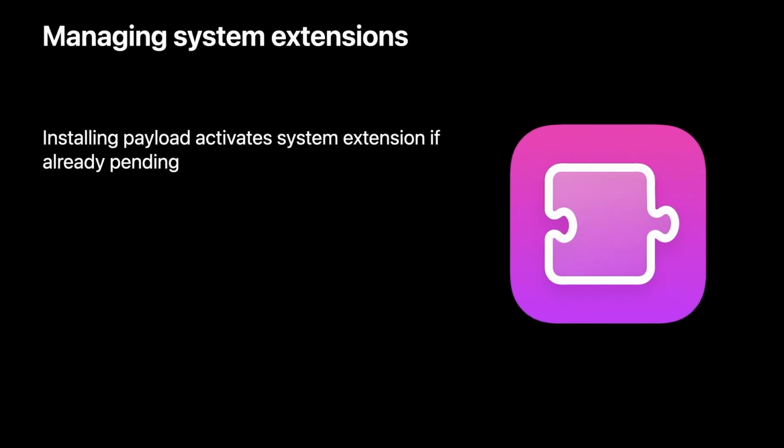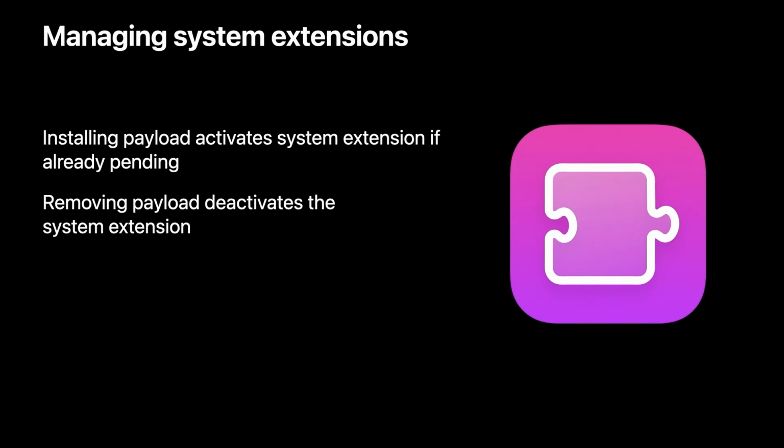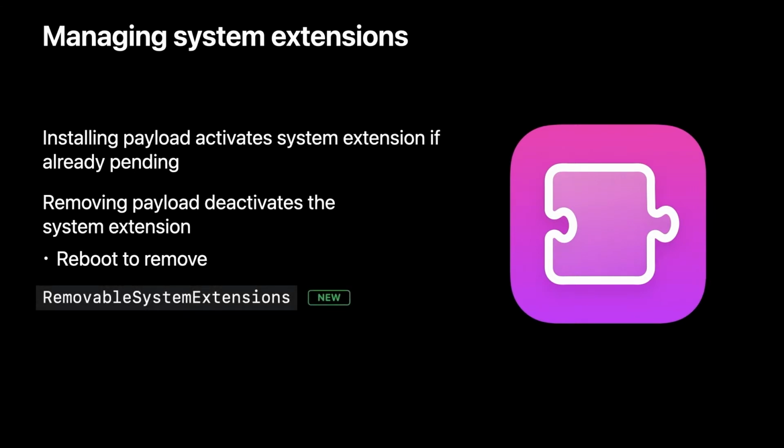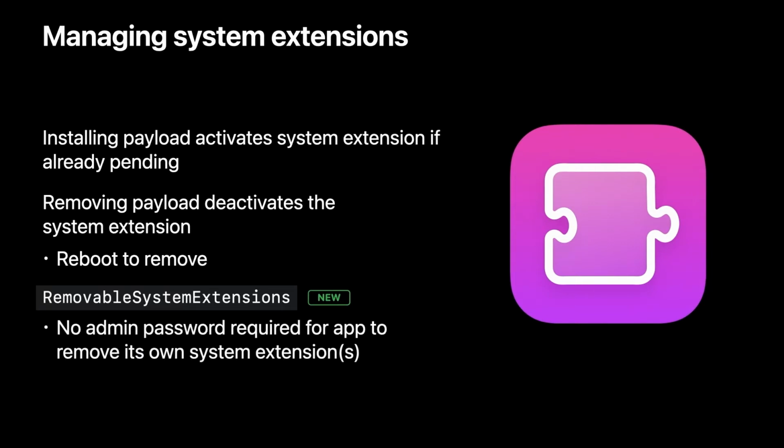So in macOS 11.3 and later, installing a system extension payload changes the state of the extension. For example, if a system extension is already pending user approval, installing the payload will activate the extension. Conversely, removing the payload will deactivate the system extension and mark it for removal on the next reboot of the Mac. But to make it even easier to remove a system extension in macOS Monterey, there's a new configuration option in the system extension payload called Removable System Extensions. An app in this list can deactivate its own system extensions, for example, when an app is uninstalled. With this key set, there's no admin password required to remove the system extension, allowing for a fully automated removal.